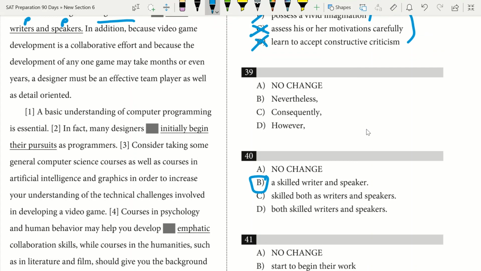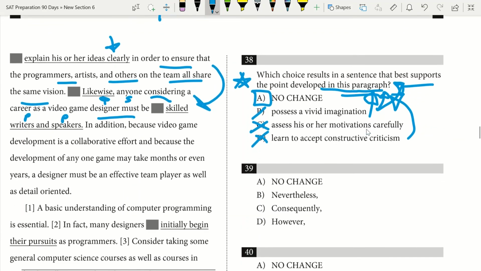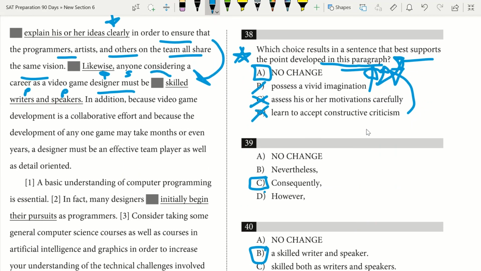Now let's go ahead and go back. Let's answer 39. Okay, so 39, we want to connect these two sentences. While connecting them, we know that before this, we talked about how communication is essential. We have to be able to express our ideas clearly. Now we're talking about as a result of that, you have to be a skilled writer and speaker. So consequently would be our correct transition word there because that's showing that what comes in this next sentence is a result of that, right? As a result of it being necessary to communicate your ideas clearly, you must be a skilled writer and speaker. So that is a causal relationship or as a result.